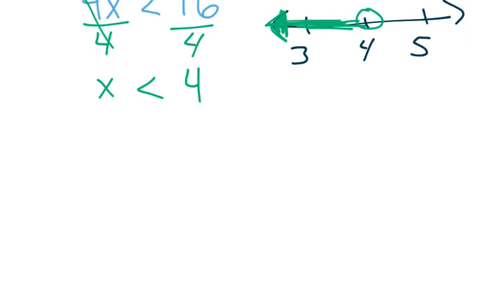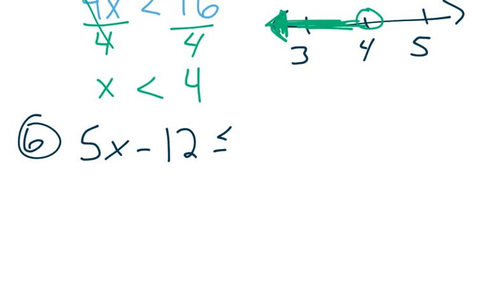Let's try another one here. Number 6. 5x minus 12 is less than or equal to 3x minus 4. Okay? Again, we need to decide, do we want to put the variable on the right, or do we want to put the variable on the left? I think left makes more sense just because of this, where if the variable is on the left, the sign and arrow point the same direction. So I'm going to do that. I'm going to make the 3x go over to the left-hand side.